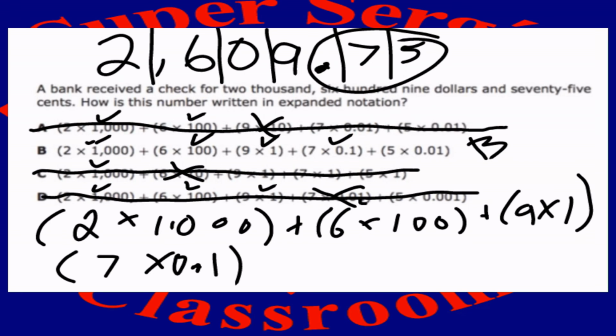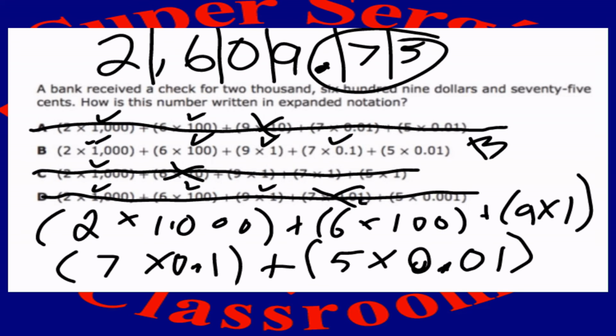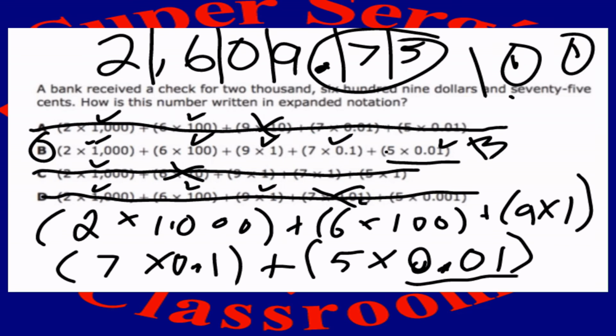But I always make sure. I always have to finish it out. We're not going to leave it like that. So let's go ahead and finish it out. I notice that the digit 5 is in the hundredths place, so I put 5 times 0 point, because in the hundredths place, it's 2 places over, 0.01. And I make sure, yep, 5 times 0.01, and B is my answer. Bam! We got 100 on this one, right?